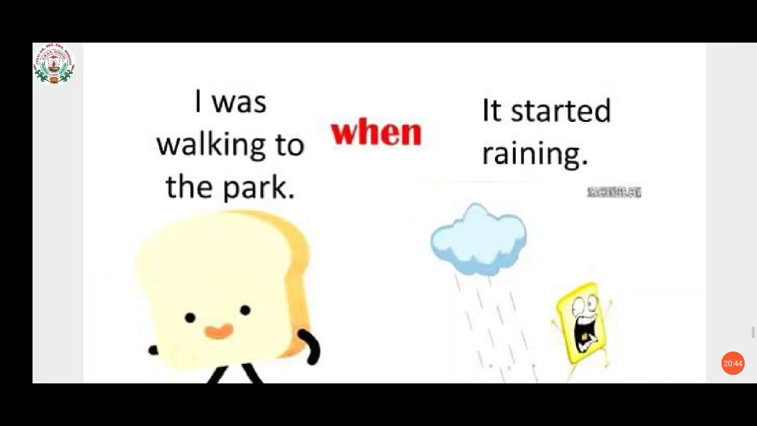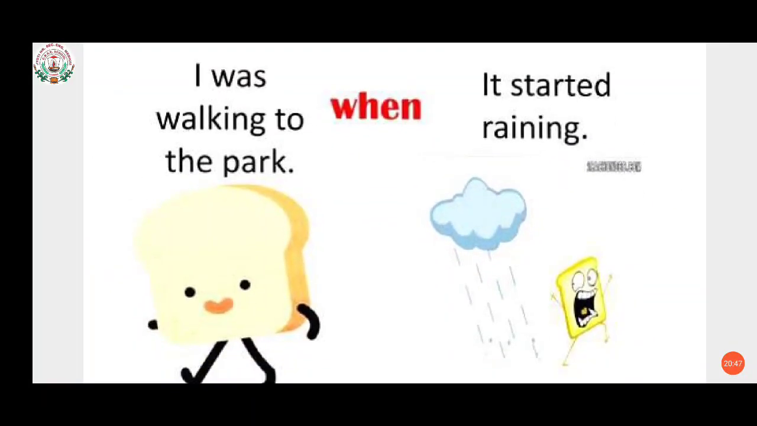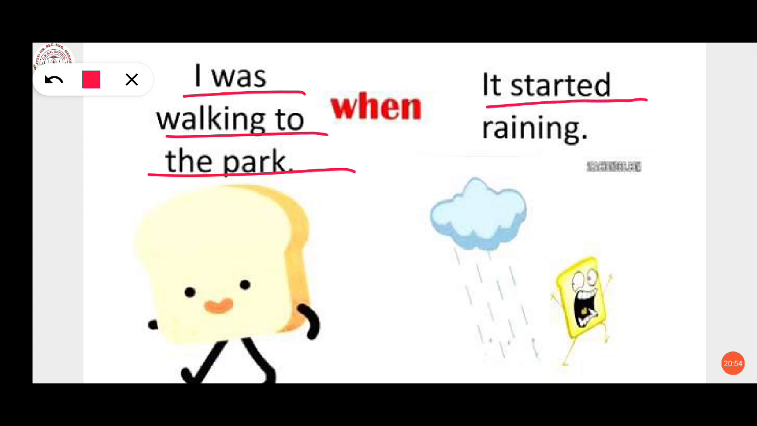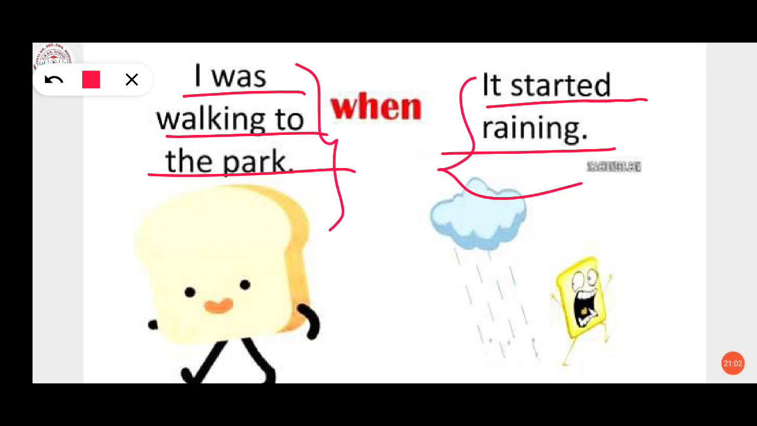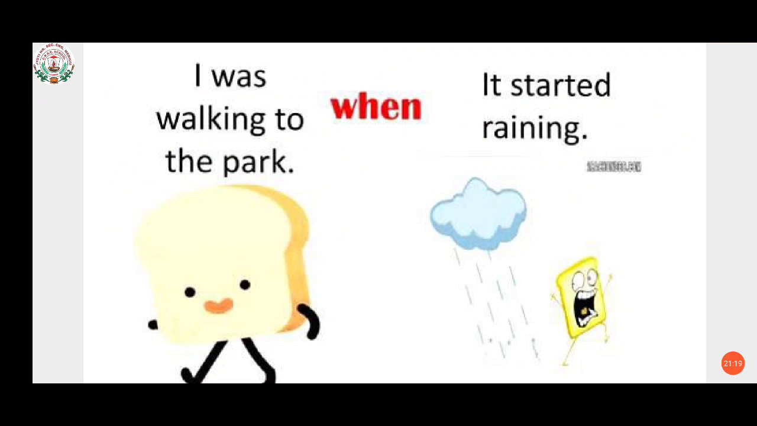Like here, one image you can see in the picture: I was walking to the park when it started raining. First, students, you can see two sentences are given here: I was walking to the park, this is the first one, and the second one, it started raining. By using a conjunction, that is when, you are joining the two sentences: I was walking to the park when it started raining. So these are the conjunctions.